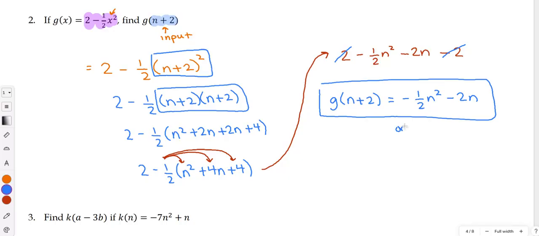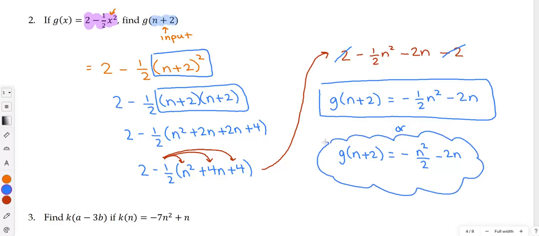You can get a little fancy. G of n plus 2 is equal to negative n squared over 2 minus 2n. You can write it either or, right? It's the same thing. If you like seeing coefficients in front of your variable, then the boxed version would be how you represent it. If you don't mind meshing them together, then you can represent it like this bubble one. Either or, doesn't matter. In my answer key, you might see either or, so just know that they're the same thing, right?